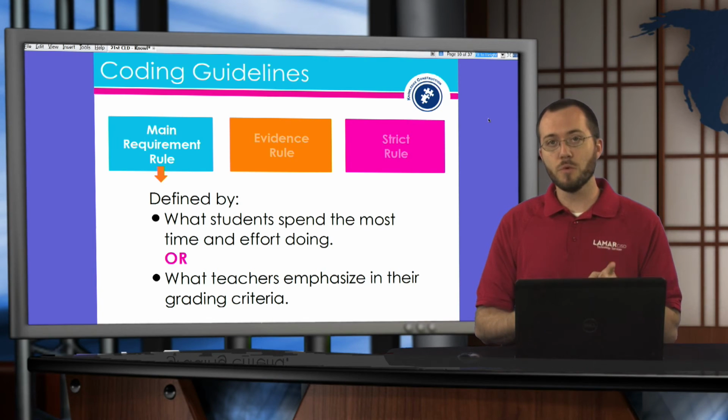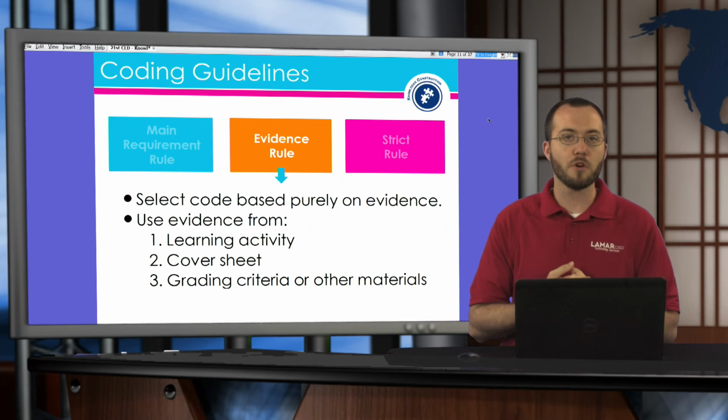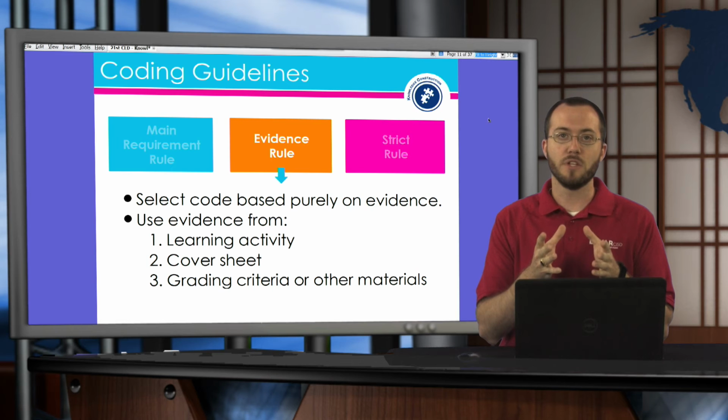The second rule for our rubrics is a little easier, and it's called the evidence rule. Basically, when you code a lesson, you have to have evidence to support your reasoning. You can't just go on a hunch or a gut feeling. And there are 3 places you can take evidence from. The first place is the learning activity itself, and we would consider this your lesson plan. So if there is pure evidence in black and white in writing on that lesson plan, you can use that.